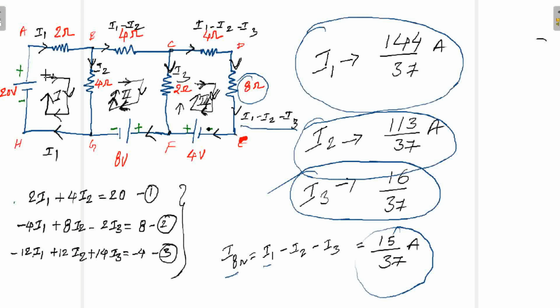You can find the voltage across this 2 ohms: if I multiply 2 ohms with its current, then you get the voltage across it. If I want to find the voltage across this 4 ohms, just multiply 4 ohms and the current flowing through it, which is I2. Already we got this I2, just multiply and you will get it. So by using the Kirchhoff's laws, you can generally find the response across any element.